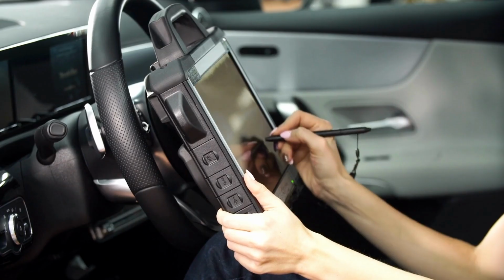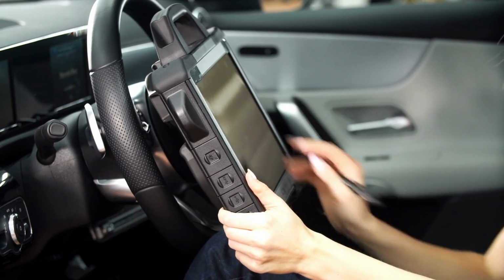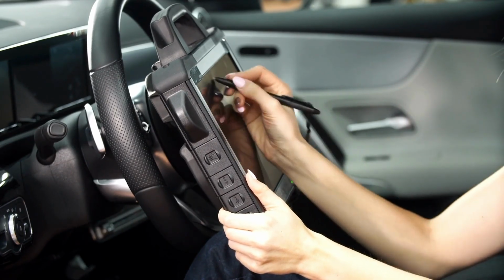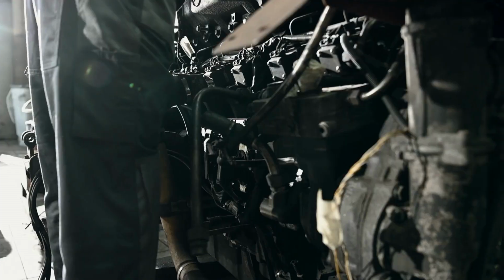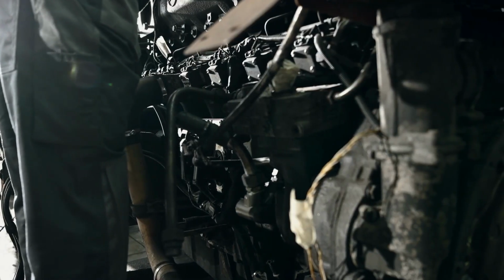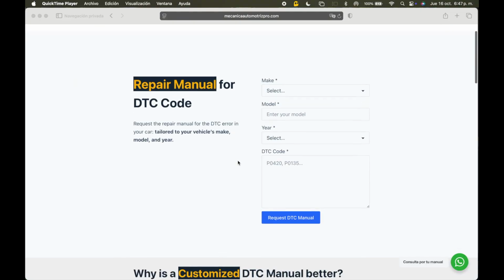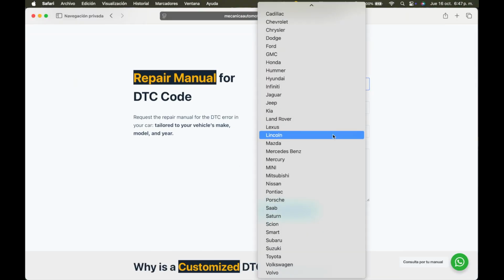What are the symptoms of the P0710 fault? Difficulty shifting gears. Rough transmission shifting. Transmission fluid overheating. Unusual noises when shifting gears. Decreased fuel economy. Important: the solution for this DTC varies by vehicle.